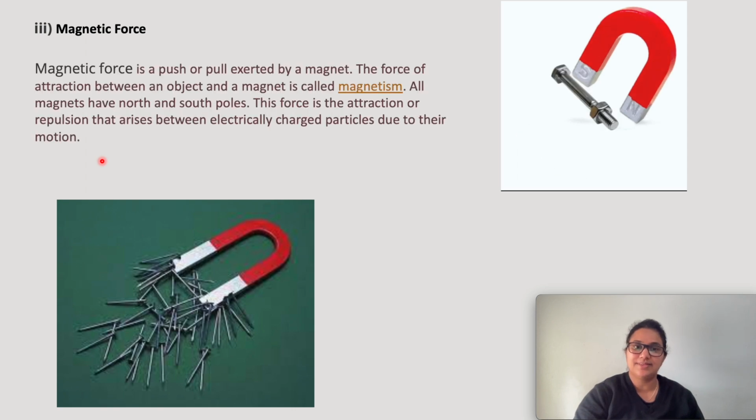And the last one is the magnetic force. Magnetic force is another example of non-contact force. It is a push or pull exerted by a magnet. The force of attraction or repulsion between an object and a magnet is called magnetism. All magnets have north and south poles. Magnetic force is the force of attraction or repulsion that arises between electrically charged particles due to their motion. Example: iron nails placed near a magnet. Take some iron nails, and if you have a magnet, just move it close to the nails. You can see that it attracts the iron nails.